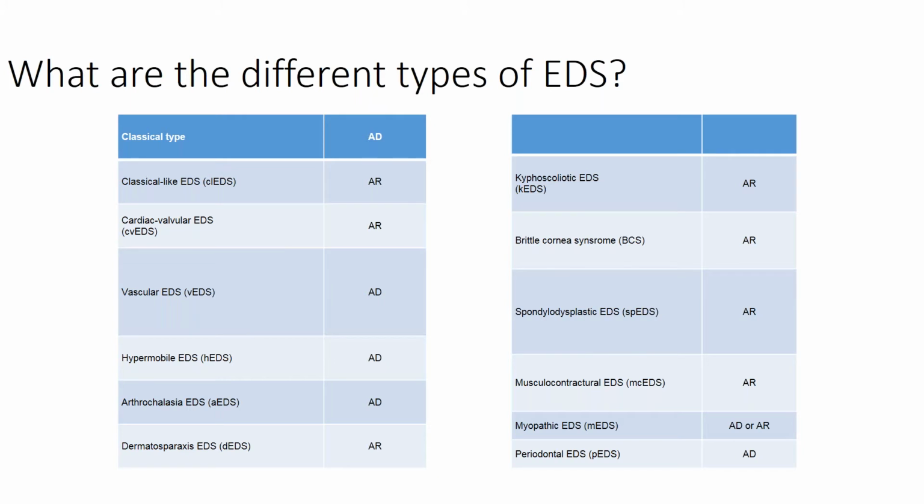So going back to the different types of Ehlers-Danlos syndrome and the types of inheritance for each of them, you can see that on this slide. The classical type is inherited as an autosomal dominant. And you'll see here the vascular type is inherited as an autosomal dominant and the hypermobile type as an autosomal dominant. There are some of the rarer types that are also autosomal dominant, the arthrochalasia type, periodontal type, and myopathic Ehlers-Danlos syndrome can be inherited as an autosomal dominant phenotype.